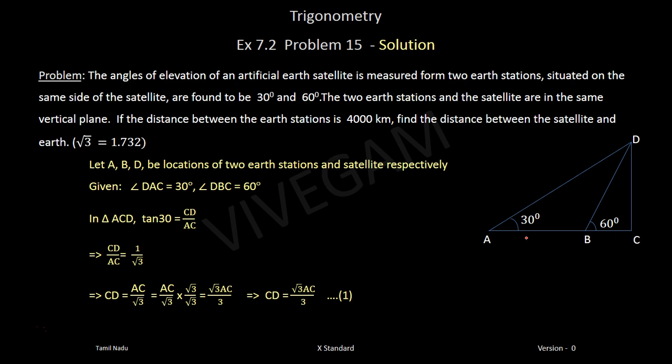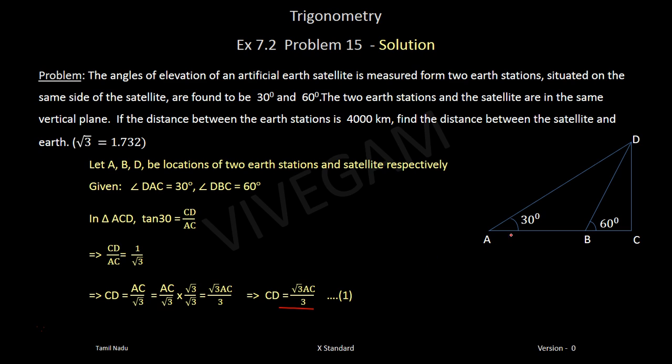Now consider this triangle ACD. In this case tan 30 will be opposite by adjacent, that is CD by AC. So you will get tan 30 is 1 by root 3, or CD by AC equal to 1 by root 3, or CD will be equal to AC by root 3. And AC by root 3, you can multiply both the numerator and denominator by root 3. You will get root 3 AC by 3, or CD equal to root 3 AC by 3. This is the relationship between CD and AC.